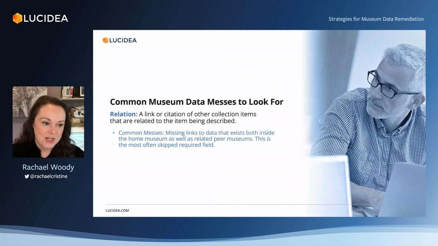Next up is relation, and this particular field is considered an optional field, but it's only optional if there are no other collections that may be related to the thing that you are cataloging. And that is usually never true. There are usually always connections, whether within your broader museum collection or with a peer museum. Maybe there's a creator's archive somewhere. There's usually always going to be some sort of relation to another collection with the item that you're cataloging.